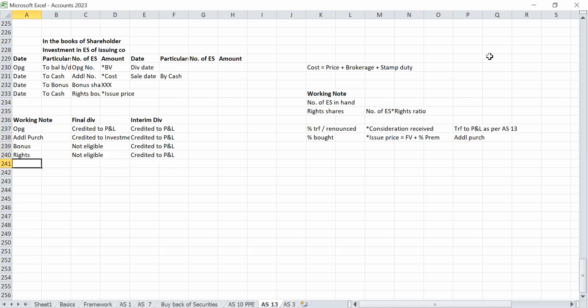How to compute dividend received? Paid up value or face value into dividend rate. Normally, paid up value and face value will be generally the same, into dividend percentage. Yes, sir.